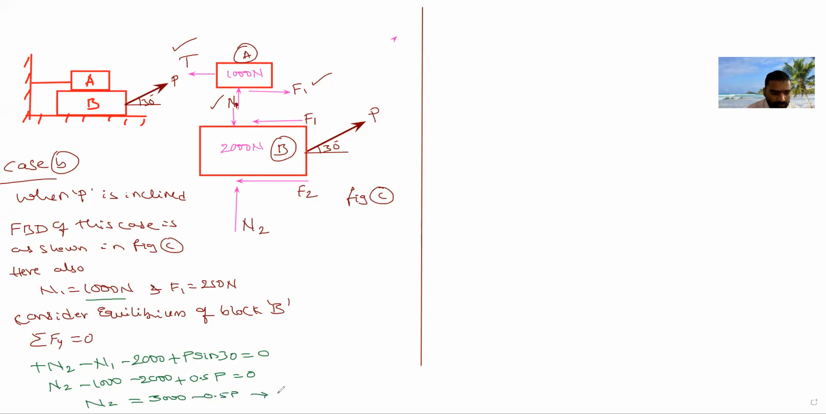I will take this as equation number 1. Is it understood? Equation number 1, everyone? Okay. From laws of mechanics, what is the value of F2? F2 is equal to mu2 into N2. Is it correct? F2 is equal to mu2 times N2.